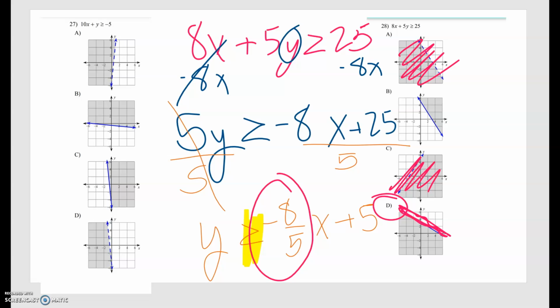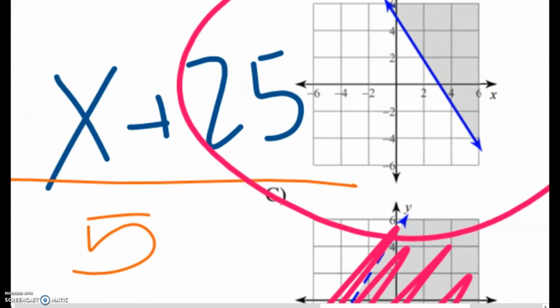Okay. Oh, wait, it could be B. I'm sorry. So these are both negative slopes. All right, so which one goes down 8 and over 5? B goes down 8 and over 5. If I zoom in on it, right?